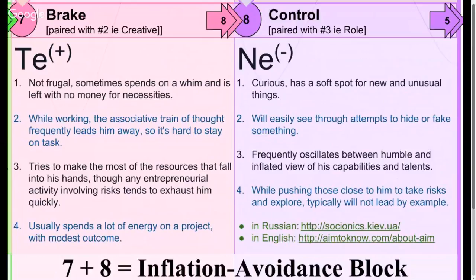Curious, a soft spot for the new and unusual things. Yes, it's definitely true. Will easily see through attempts to hide or fake something. I like to think so. I don't know how successful I am, but I suppose. People also has a humble and inflated view of his capabilities and talents. Well, I am pretty awesome, but I don't like to brag about it. It oscillates, so in the present moment I'm bragging. Later on, I'll be going, oh, I shouldn't have said that.